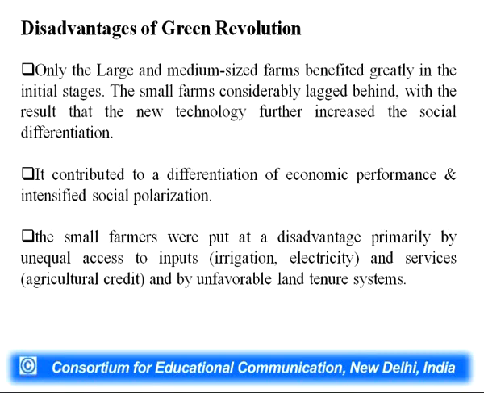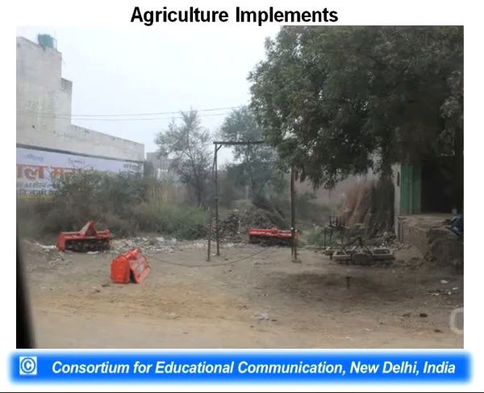The small farmers were put at a disadvantage primarily by unequal access to inputs like power, electricity, irrigation and services like agricultural credit, due to the typical land tenure system that exists in our country. You can see these agricultural implements, and that is why another important argument came at that time, that we should adopt selective mechanization, so that more and more people should be employed in the agricultural sector.